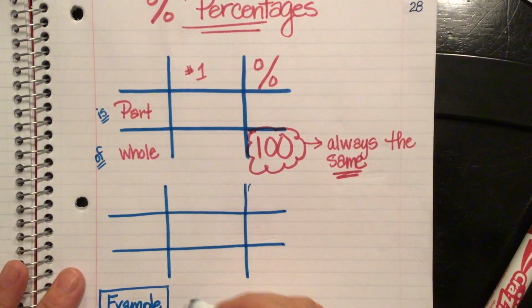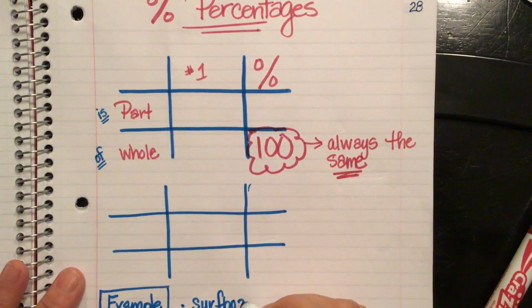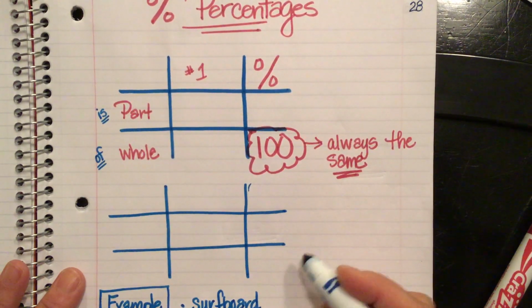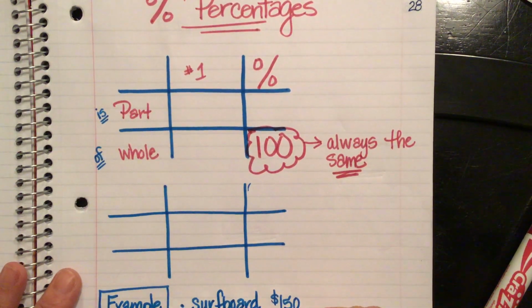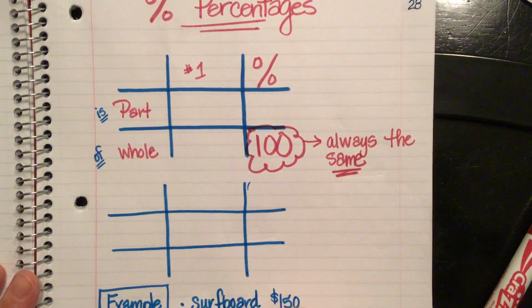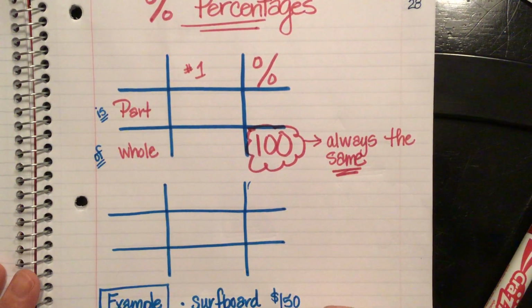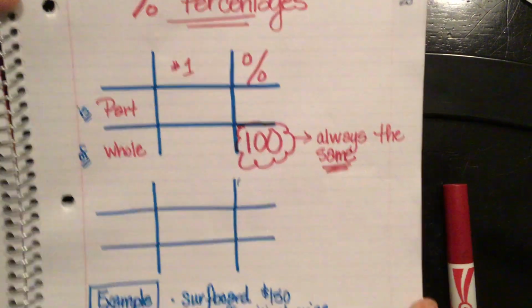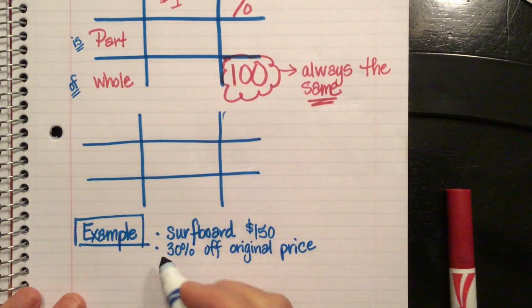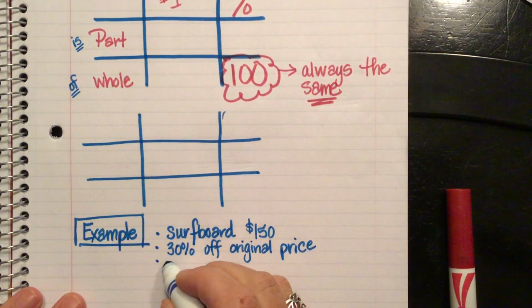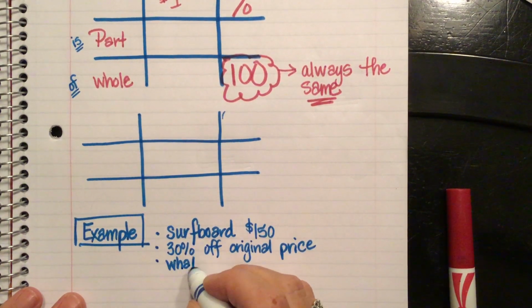Okay. Let's pretend we are buying a surfboard. We're going to go out to California. And the price is $150, okay? But it's on sale. Nobody likes to spend more than they have to. 30% off the original price. I am so sorry I didn't have it on the screen. So just go ahead and pause that if you need to, and then restart. And I want to know, what is the sales price?